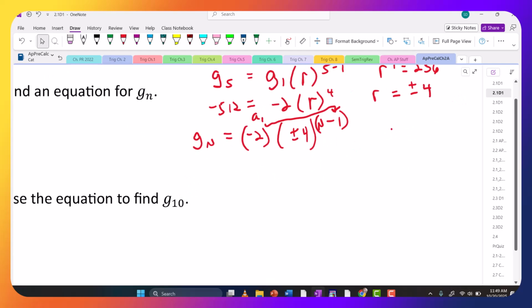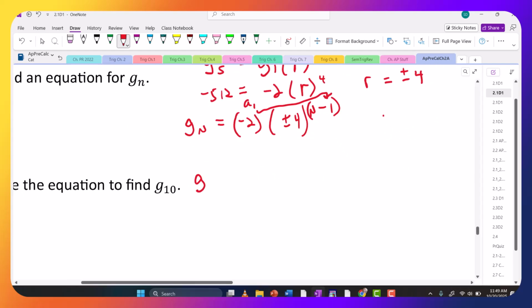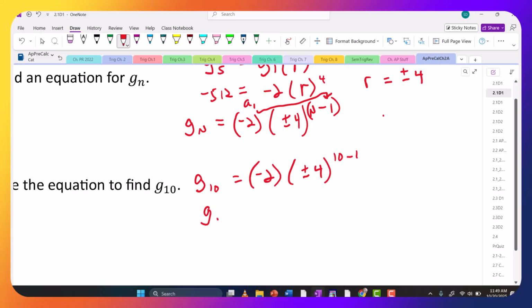And now, what do I have to do to find g sub 10? I'm actually going to have 2 different computations for this. The first term times raised to the 10 minus 1 power, which is 9th. So why are there 2 answers? Because this could be 4 raised to the 9th as my multiplier.